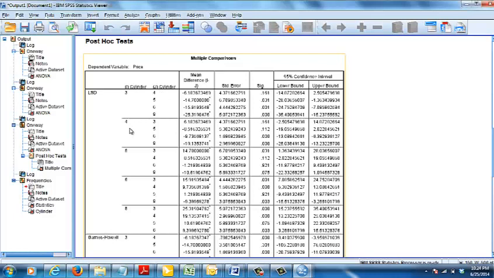So here with the 4, we're now comparing 4 to 3 and all the rest. But notice 4 to 3 is exactly the same as 3 to 4, except the sign has changed. So we don't have to interpret the 4 to 3. We already know that that difference is not going to be significant. But we can look at 4 to 5, 4 to 6, and 4 to 8. 4 to 5 isn't significant either, even though it was $8,500 less. But from 4 to 6 and from 4 to 8, it is in fact significant.